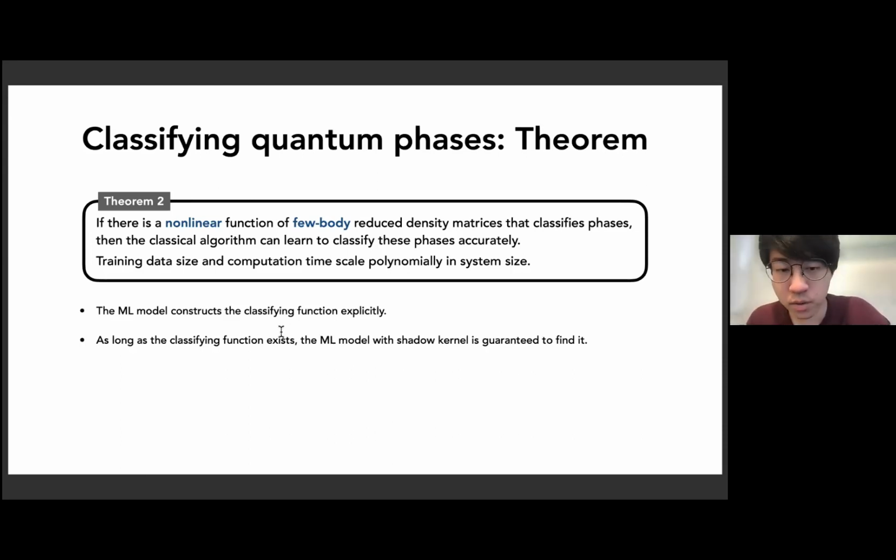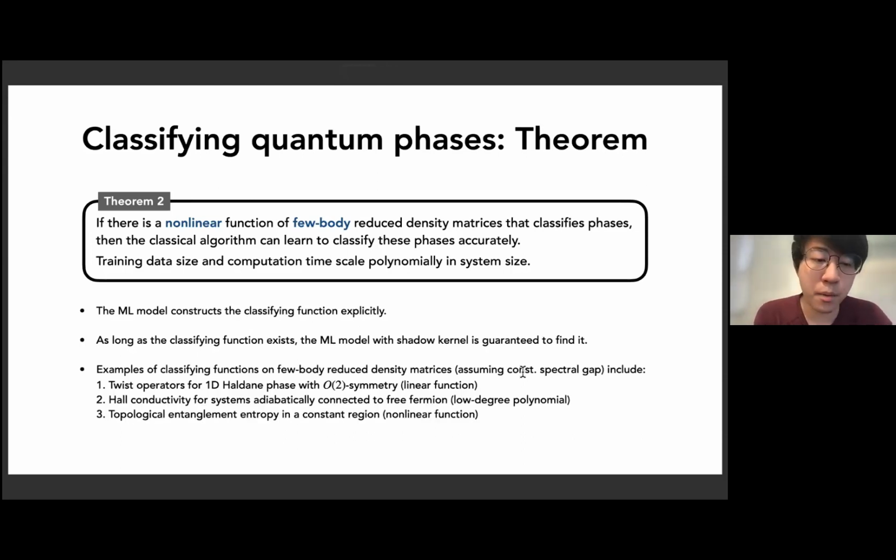Furthermore, the machine learning model would actually construct the classifying function explicitly. So by just looking at it, one could get a sense of how to classify these different phases. And what the theorem tells us is that as long as such a classifying function exists, the machine learning model is guaranteed to find it. Some examples of classifying functions based on few-body reduced density matrices include the twist operator for classifying the 1D Haldane phase from the trivial phase, the Hall conductivity for systems that are adiabatically connected to free fermions, or topological entanglement entropy in a constant region for classifying topological order.